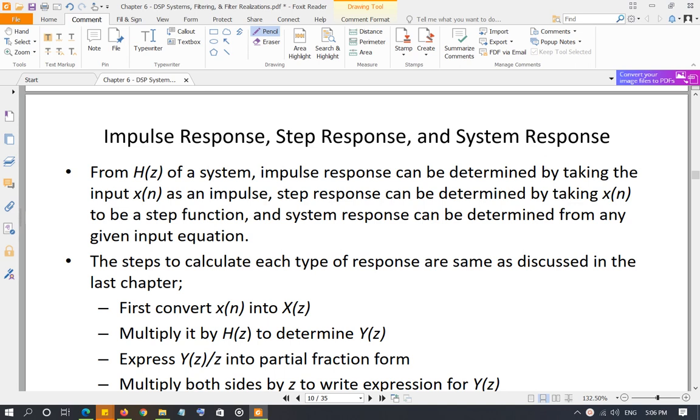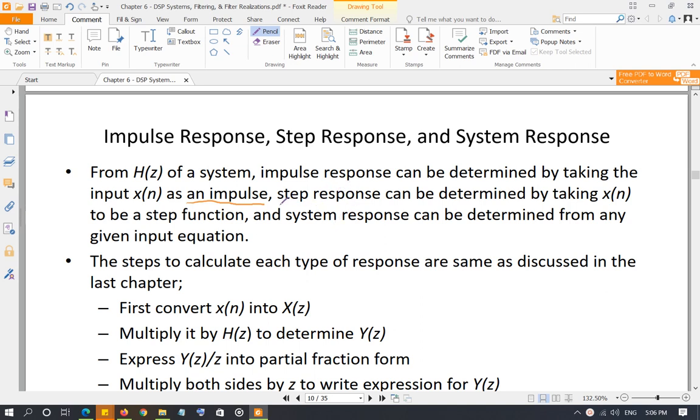Impulse response, step response, and system response. The idea is the same: if you have a system represented by H(z), and your input is an impulse, the response of the system is going to be the impulse response. So if you have x(n) and x(n) is an impulse, the system response is going to be the impulse response, which will simply be H(z), because if x(n) is an impulse, X(z) will be 1.